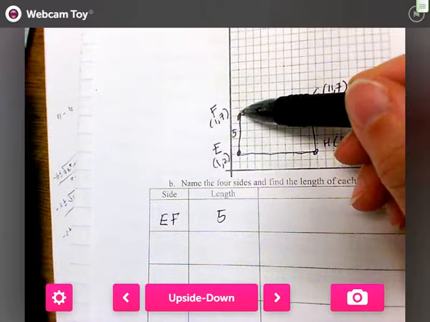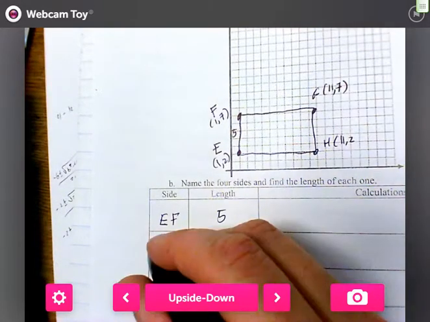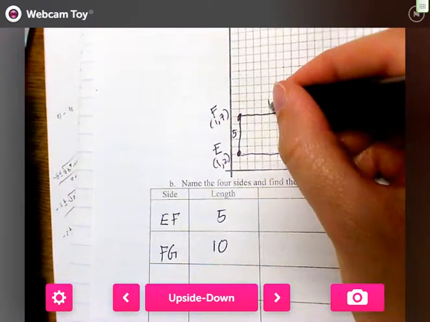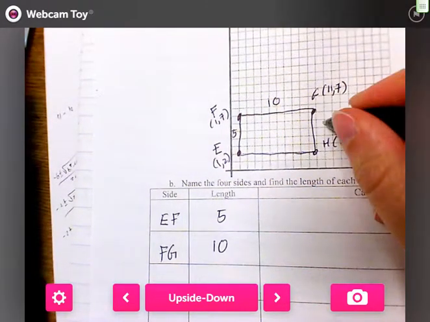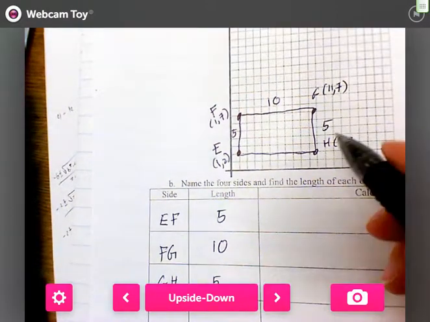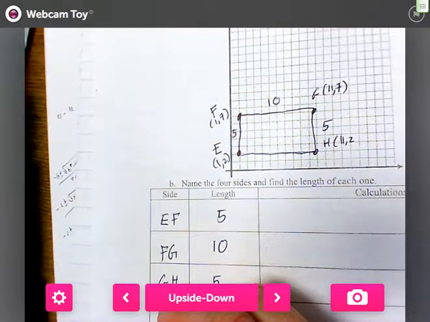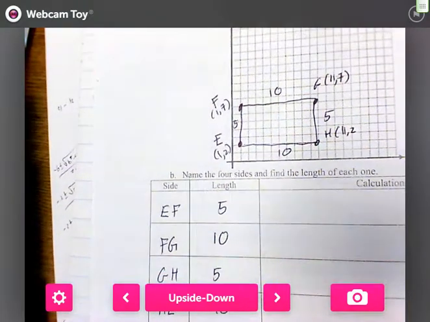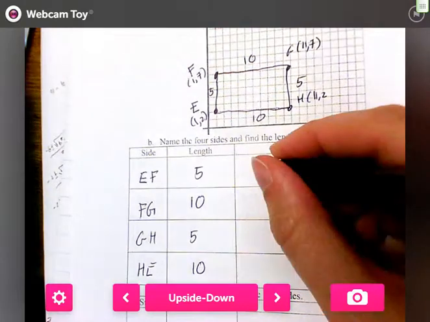Okay. F to G. I'm at 1. I go over to 11. So F to G, I went over 10. G to H, I went down 5. And H to E, I went over 10. Okay? If that confuses you, you can always use the distance formula.